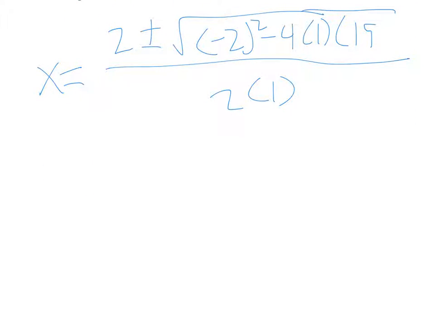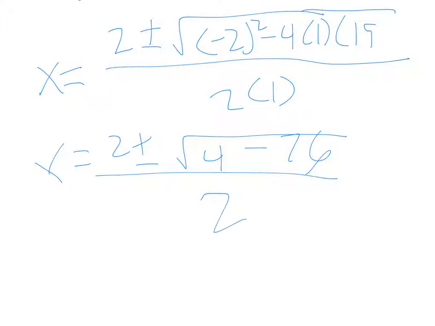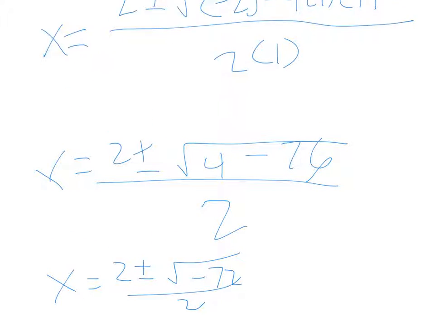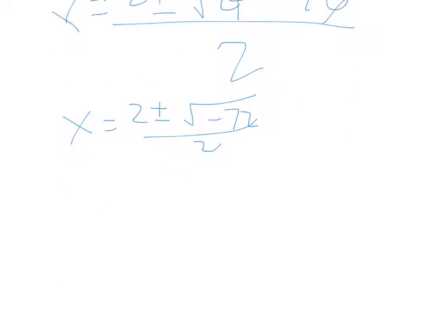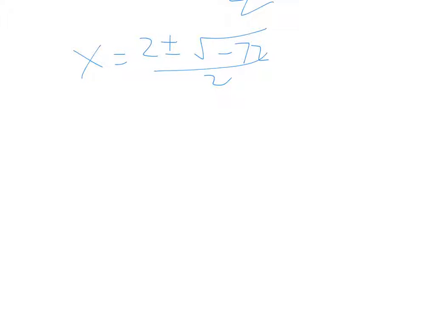Now we can simplify this. 2 plus or minus the square root of negative 2 squared, which is 4, minus 4 times 1, which is 4, times 19, which is 76. So 4 minus 76, all over 2 times 1, which is 2. Now this can be simplified even further. 2 plus or minus the square root of negative 72, all over 2. Now since we have a negative 72, I know y'all like complex numbers, so that's what we're going to end up with here.